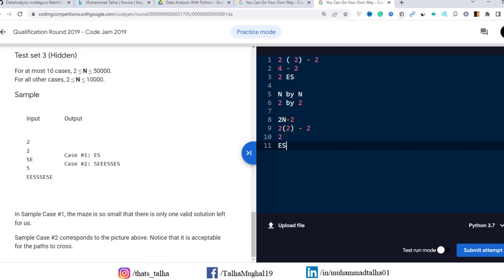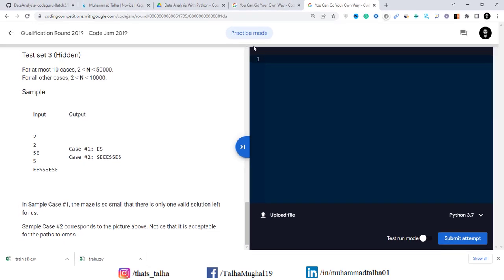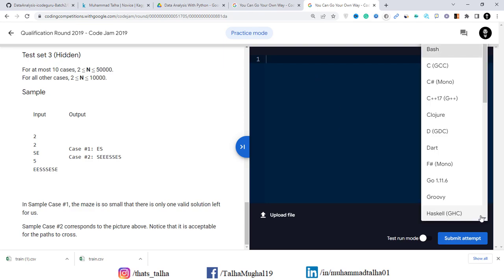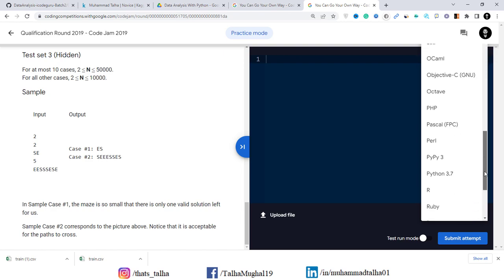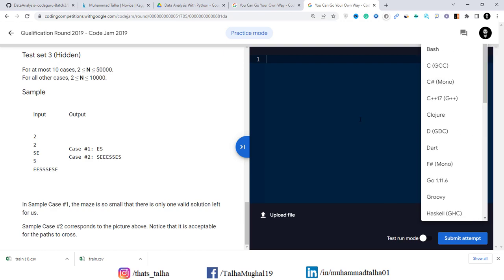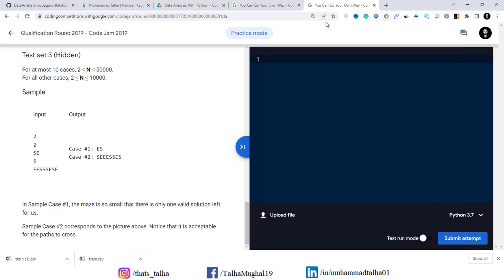Okay, so before we actually write this code, you can click on this drop down menu and select the language that you want to work on. For this video I will work in Python 3.7, so I have selected that.